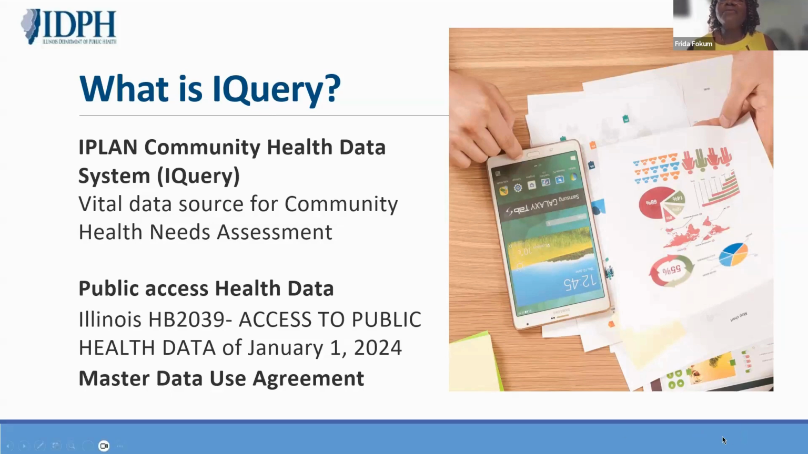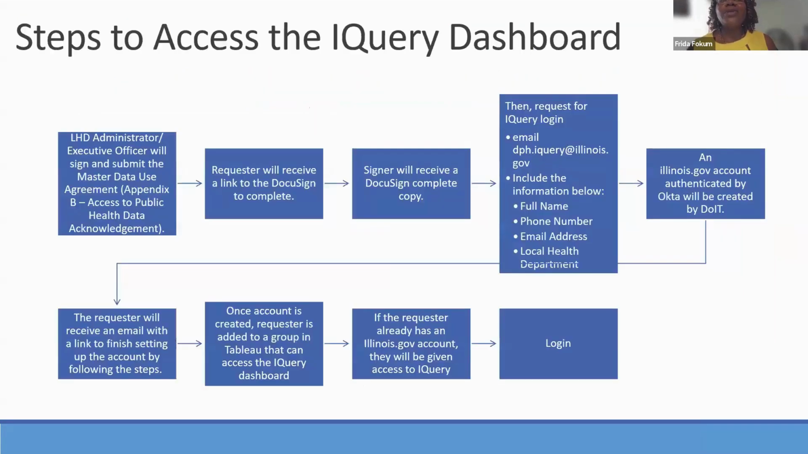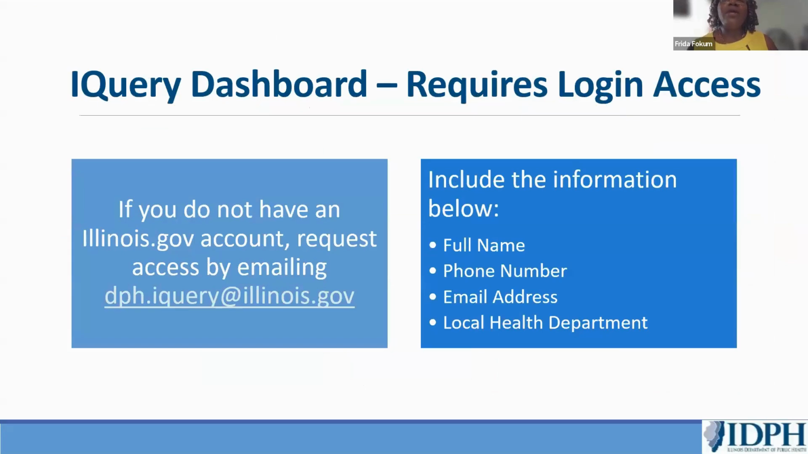Secondly, iQuery serves as a public access health data source. Per Illinois House Bill 2039 of 2024, local health departments need to access public health data for the purpose of preventing or controlling disease, injury, or disability. However, a signed master data use agreement is required to access the iQuery dashboard, as Joanne just presented in the previous slide. So our next question is, where is iQuery?